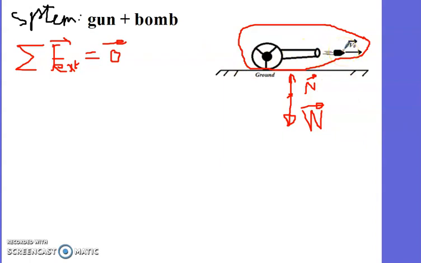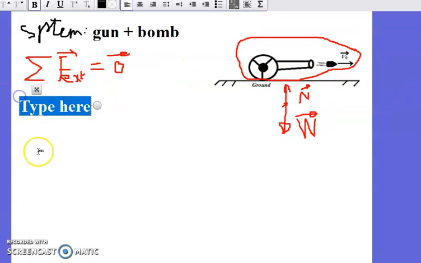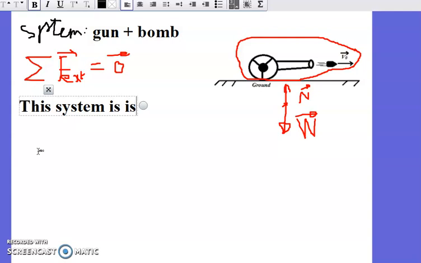You may think that there is a force from the gun on the bomb. That's right. Also, there is a force from the bomb on the gun. That's right, due to action and reaction. But the two forces are not external, as you see. They are internal forces, and they are immaterial for us. We are only interested in the external forces. So the sum of the external forces is 0, it means what? This system is isolated.